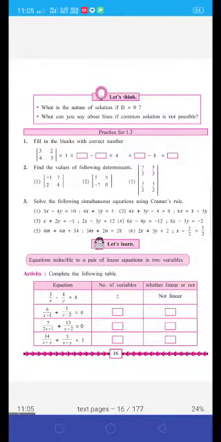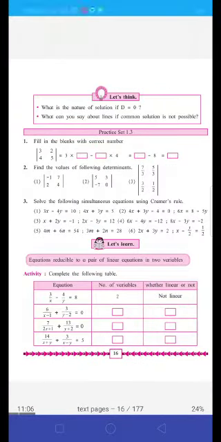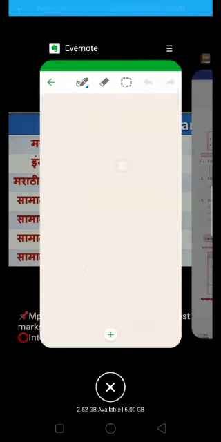Good morning, students. In the last lecture, we saw the graphical methods of solving linear equations, and now in practice set 1.3 we have to solve the linear equations by Cramer's rule. Now see practice set 1.3, question number 1. Question number 1 is: fill in the blanks with correct numbers.